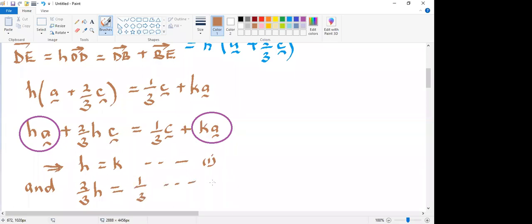Is the second relation. Where is it coming from? It is coming from the fact that the vectors are equal. So equating the components of the vector C and equating the components of A, the vectors A, we come up with those two equations.